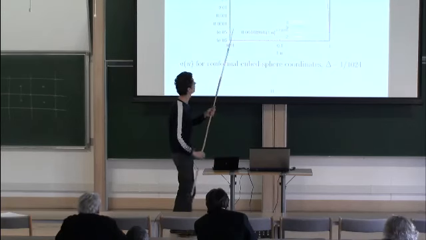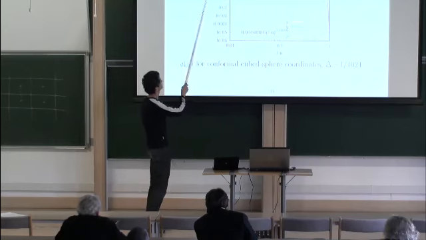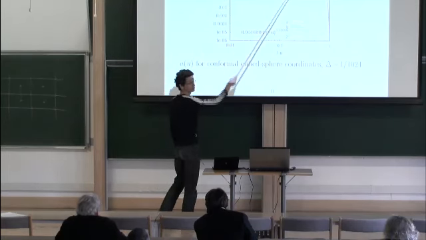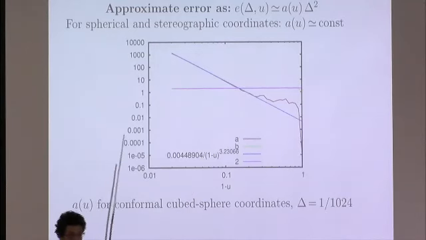And of course, you can do the same for the spherical and spherographic, and A of u is pretty much a constant. Okay?